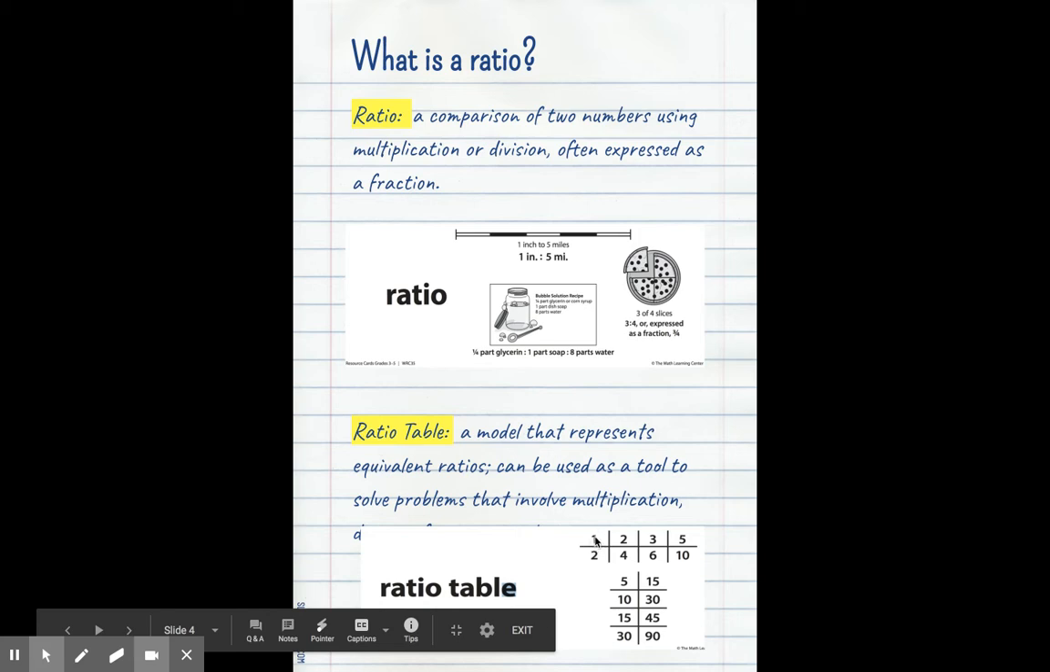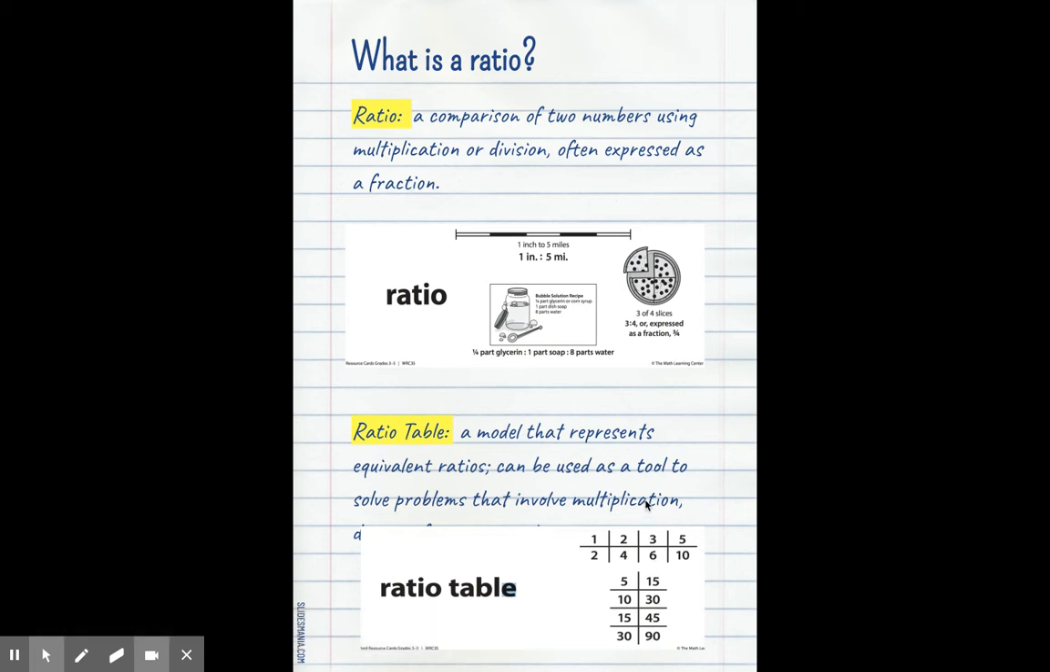So if I went from this one up to this five, one times five is five, two times five is 10. You can also write a ratio table going vertically. But this ratio looks like a times three ratio. So 5 times 3 is 15, 10 times 3 is 30, 15 times 3 is 45, and 30 times 3 is 90. So we're going to be talking about ratios and ratio tables this week.